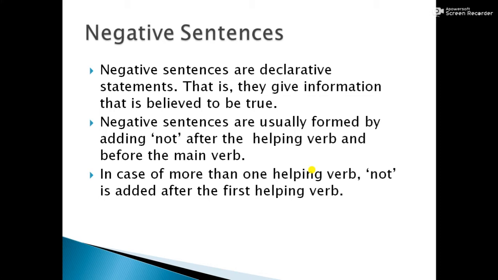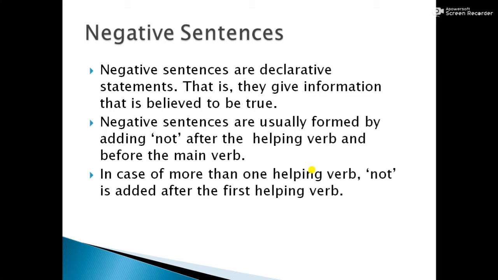So please remember these things, that in case where there are helping verbs in the sentence, not is added after the helping verb and before the main verb. And where there are more than one helping verbs, then not is added after the first helping verb.